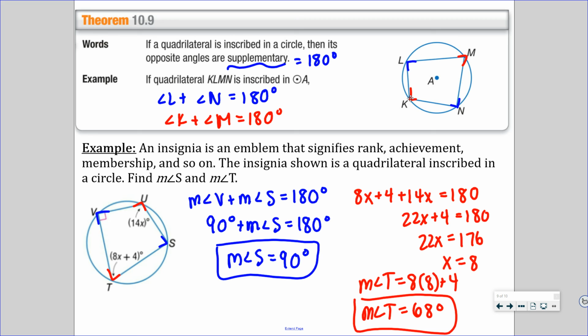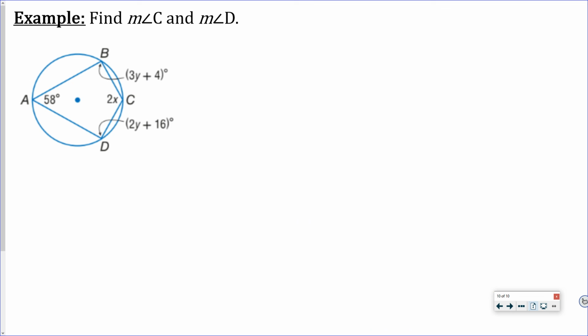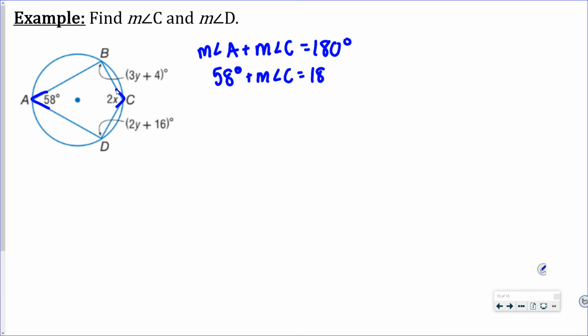Last problem. I kind of like this one. You have to find the measure of angle C and the measure of angle D. They label C as 2x, but we know its opposite angle is 58 degrees. So I don't really need to set up an equation because I know those have to add up to 180. I don't really need to use that 2x because they tell me this one's 58 degrees. So what's 180 minus 58? Anybody? 122 would be the measure of that angle.